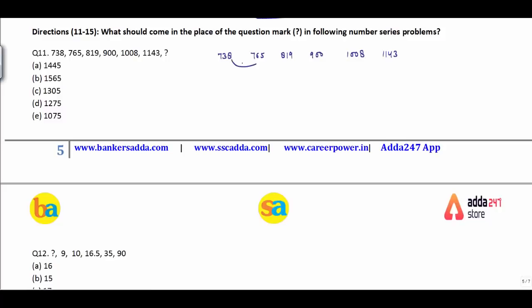This difference is what, 27, then here 54, then here we have got 81, here 108, and finally this is what, 135. So let's see, 27 3 times is 81, 27 4 times is 108. So again a gap of 27, 27, 27, 27, so here it should be 27 again. So 135 plus 27 is equal to 162.